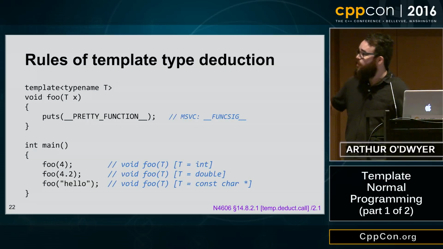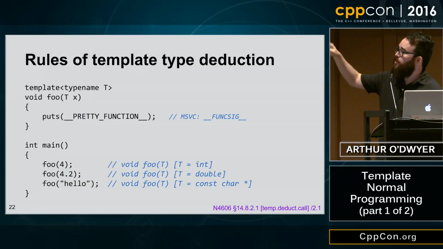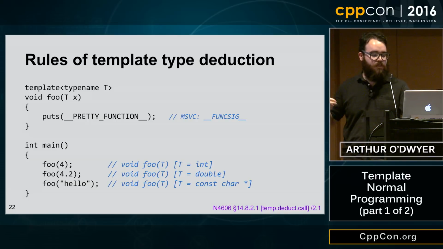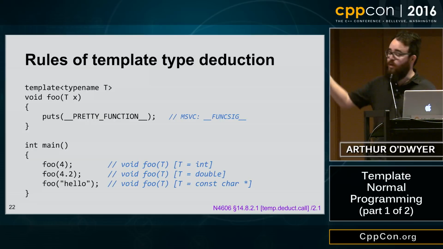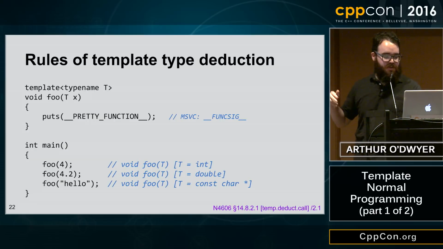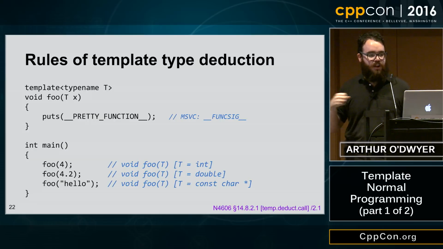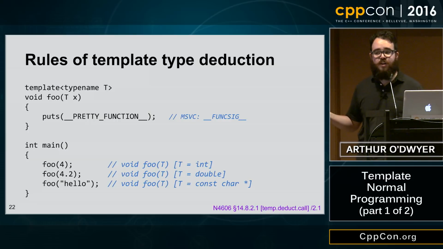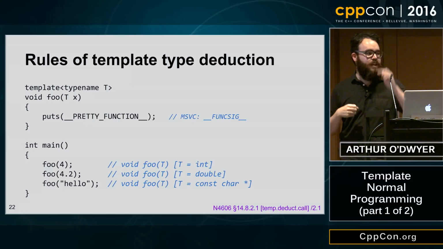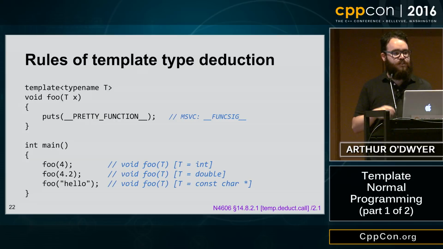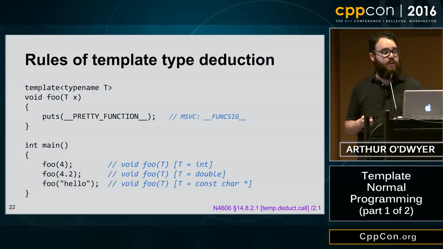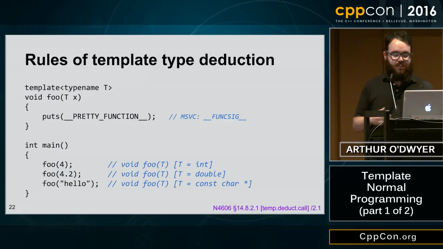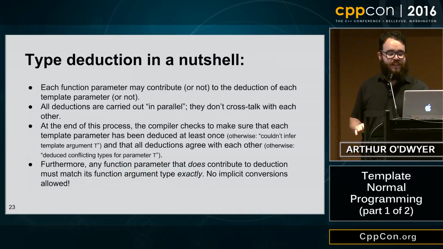Okay, so in this case, we're just passing in a bunch of these values, and as we expect, foo of 4 comes out to call foo of int, and foo of 4.2 calls foo of double. Foo of hello calls foo of const char star, which is actually a little bit weird if you recall that string literals actually have array of char type. But that's just because we're taking it by value, and so it happens to decay to a pointer, and there's rules for that. But mostly I'm going to ignore the whole array case, because that's a little scary.